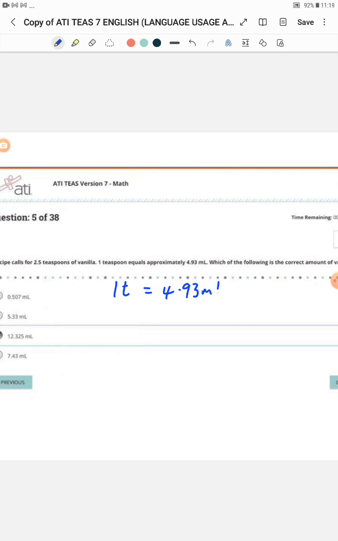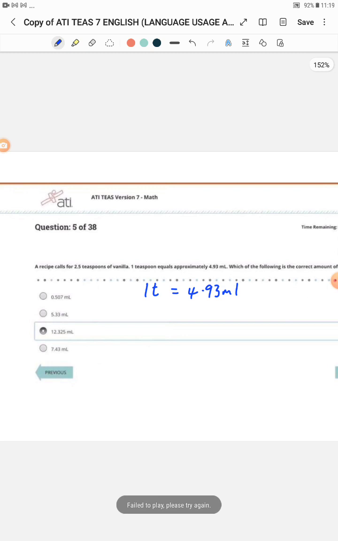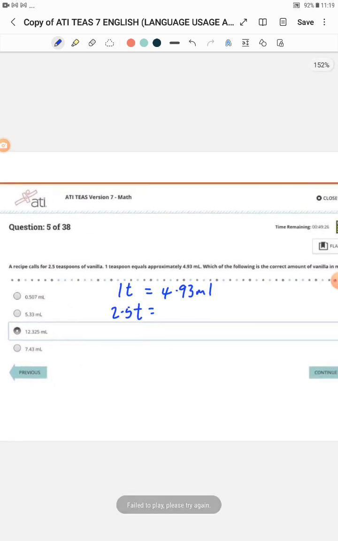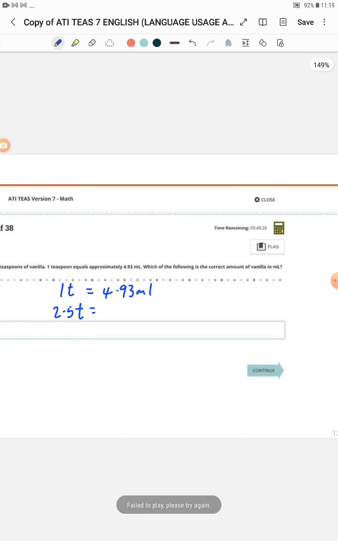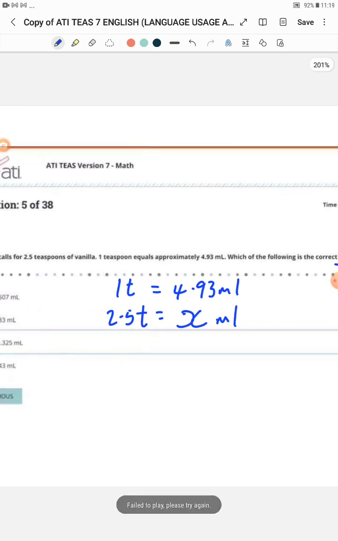4.93 milliliters. So the recipe for this vanilla was actually given to us in teaspoons. That's 2.5 teaspoons. So they want us to know the equivalent amount of these 2.5 teaspoons, in milliliters. We don't know that, so we represent it by x milliliters. When you look at this, it looks like a question that we have solved previously.